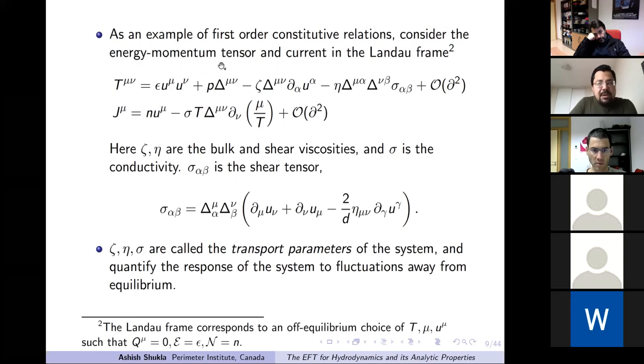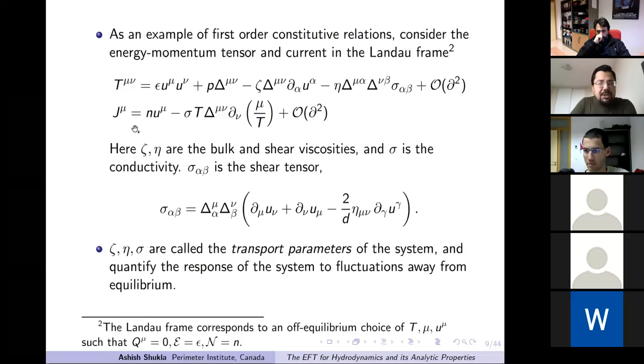Okay, so there is some equilibrium contribution, which is epsilon u^μ u^ν plus p Δ^{μν}, which is the perfect fluid contribution. And then there are corrections beyond the perfect fluid approximation, which are derivative corrections. For example, this term, which is proportional to the derivative of u, ∂_α u^α, has a coefficient zeta, which is called the bulk viscosity. And similarly, this term, which is proportional to σ^{αβ}, the shear tensor defined here, also proportional to the derivatives of the velocity, one derivative term, has a coefficient eta, which is called the shear viscosity. And then there are higher derivative corrections.